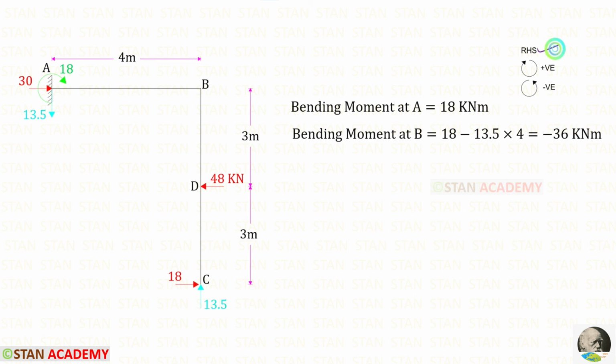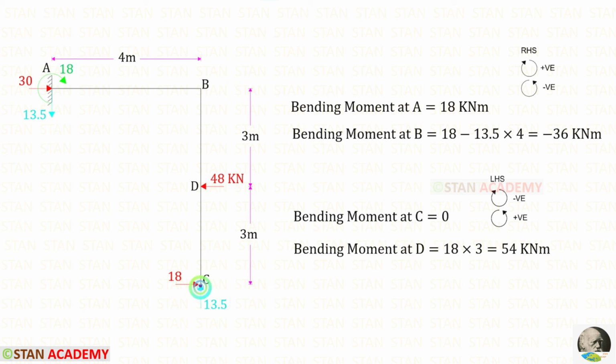Using the right hand side rule we can find the moments in the point A and the point B. Let us find the moment at A. In the point A we have MA which is acting in the clockwise direction so that it will be positive. Let us find the moment at B. MA is acting in the clockwise direction so that it will be positive. HA is acting in the anti-clockwise direction so that it will be negative and the distance is 4. Finally, we will get minus 36.